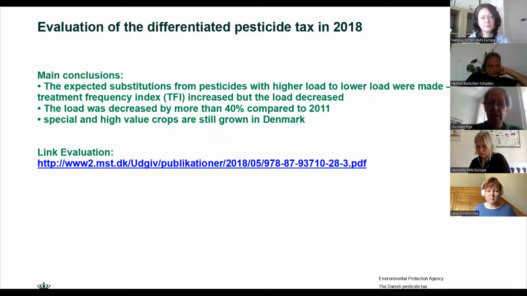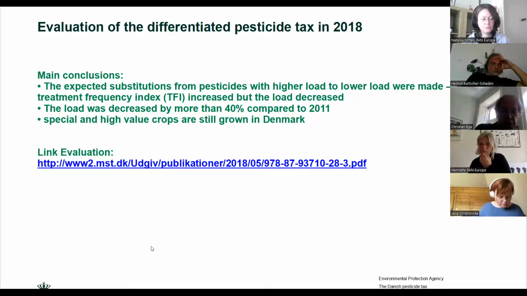There was an evaluation in 2018, and the conclusions were that Denmark reached this substitution from pesticides with a higher load to pesticides with a lower load. I must also tell that before we introduced this pesticide load indicator, we had two other indicators. One was the treatment frequency index, and the other was the number of tons of active ingredients.